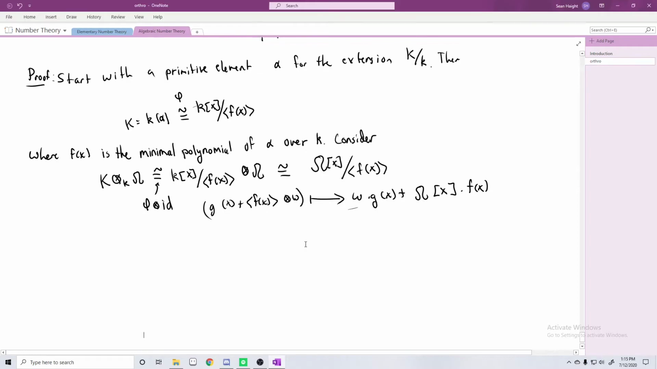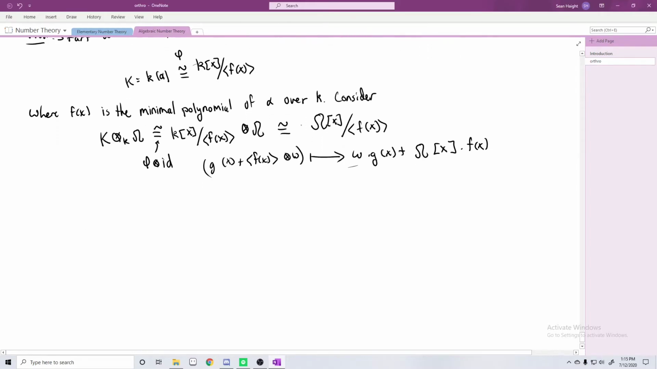Okay. So this is the map. Essentially, what you do is you just multiply by omega in this guy and take the quotient. Okay. So we've got this sequence of isomorphisms. What we're going to do is we're going to factor f over this larger ring omega.